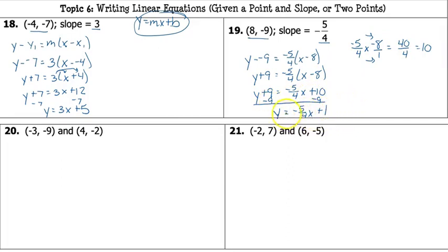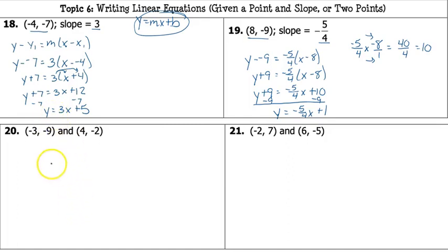Y equals mx plus b. Y equals, there's the mx plus b. Perfect. So number 20 and 21 are very similar, but what's changed here is they didn't give us a point and they didn't give us the slope. They gave us 2 points. So if they give us 2 points, the first thing you have to do is find the slope.